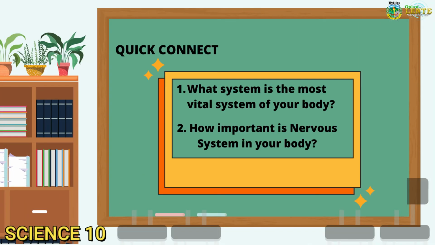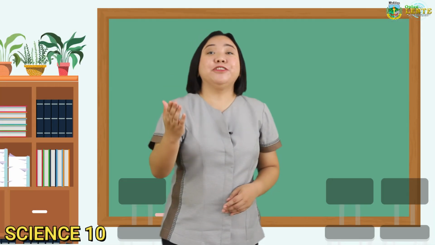Quick connect. What system is the most vital system of your body? How important is the nervous system in your body? Please remember that the nervous system is the most vital system of your body. Its purpose is to coordinate and regulate all communication and processes within your body, as well as help you adapt to your ever-changing environment.